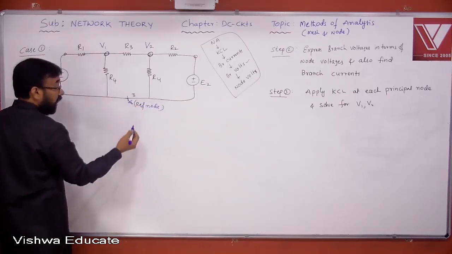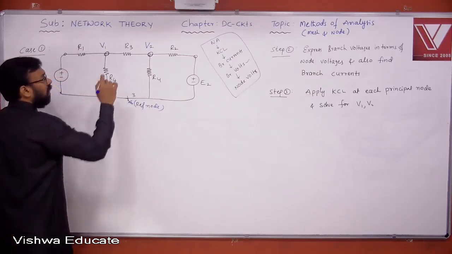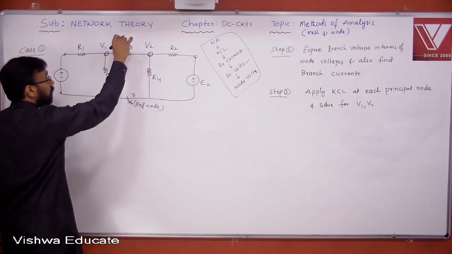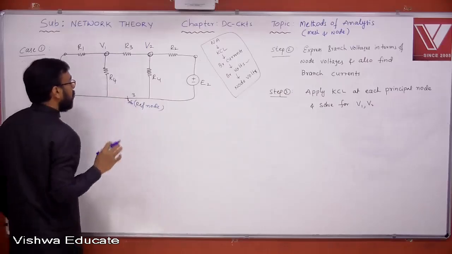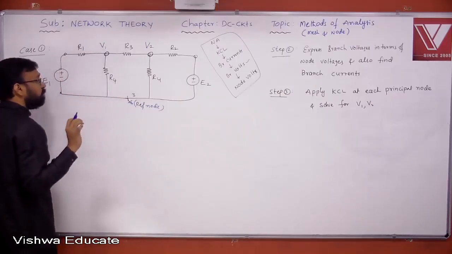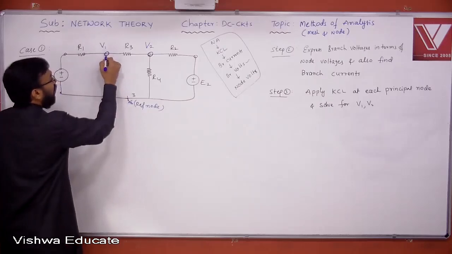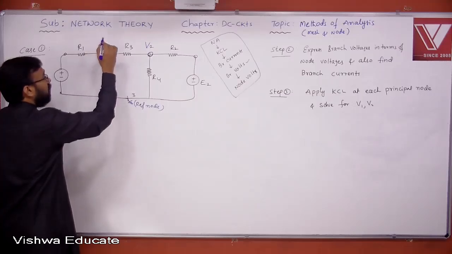Zero potential node or datum node. The first important assumption is what? V1, V2, the principal node voltages are assumed to be at higher potentials with respect to the reference node. Okay, this is the first important assumption. The second important assumption is that when you are applying Kirchhoff's current law at node 1, this node voltage is assumed to be predominating over the other node voltages.